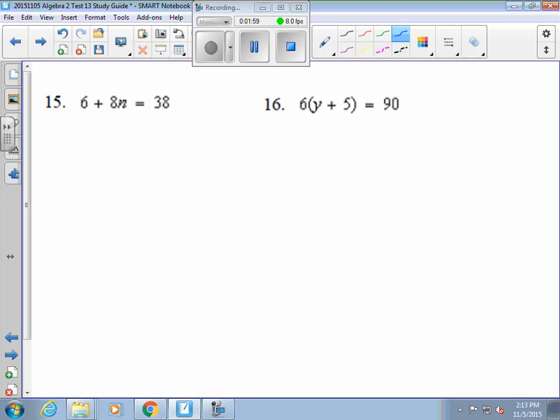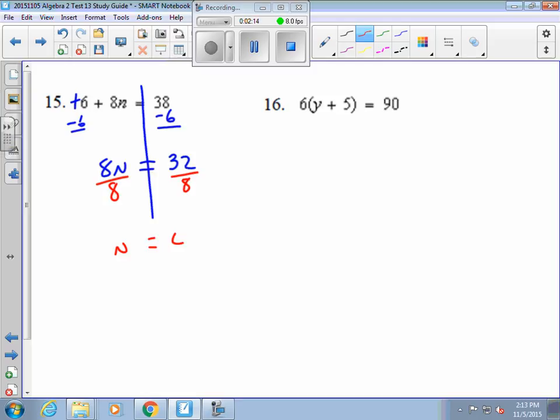15, 6 plus 8n is equal to 38. Undo positive or plus 6 by subtracting it on both sides. 38 minus 6 is 32. So you have 8n by itself on the left. Get n by itself completely by dividing by 8 on both sides. 32 divided by 8 is 4.